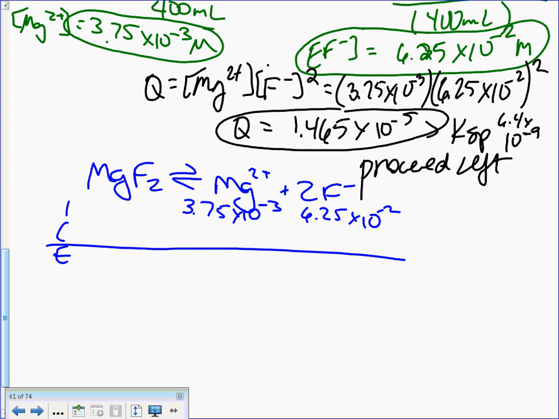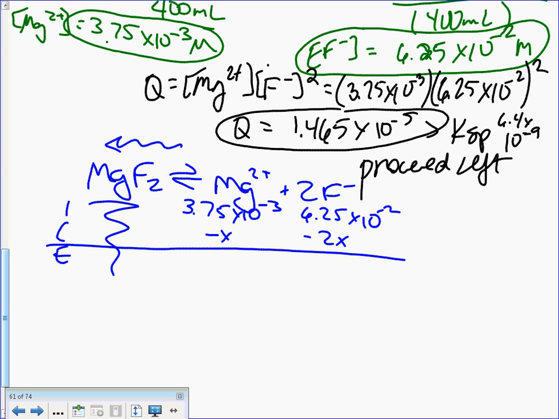Okay, now knowing that I'm proceeding left, where do I put x's and what do I do with them? Subtract x's from the right. Good, so if I'm proceeding left, I have to subtract from products and add to reactants. So I'm subtracting what here? On the fluorine, 2x, and I'm subtracting 1x here, and I'm adding x's over here, but those are solids, so I'm not going to really write anything there. It's irrelevant. So we have the number minus x and that number minus 2x.